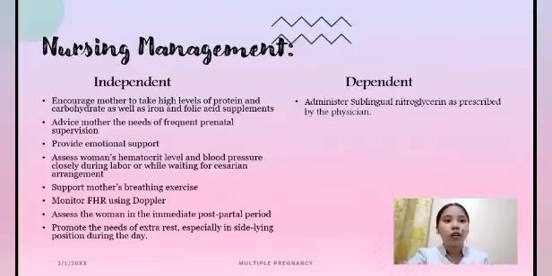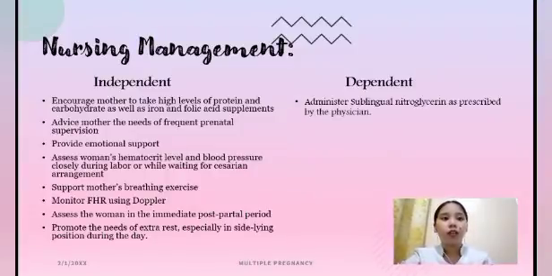Next, monitor FHR using Doppler. It is for fetal monitoring, and two separate beats should be heard to know that each infant is doing well. Next is to assess the woman in the immediate postpartal period, to monitor for postpartal hemorrhage. Next, promote the need for extra rest, especially in side-lying position during the day. It is to increase placental perfusion and prevent preterm labor.